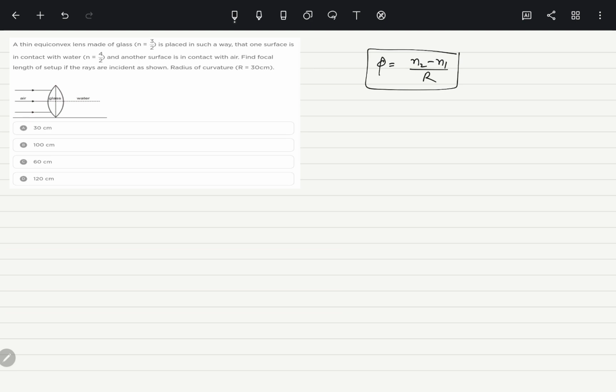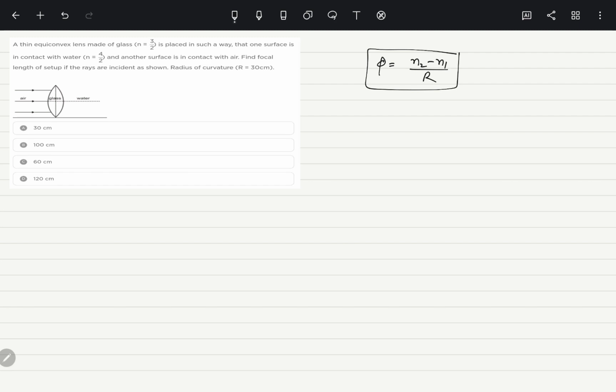This question can be solved by using the formula for reflection through a curved surface. But I think that method is a bit lengthy, so I'll try to solve this question by using this formula and it will be very short. So let's see this question. There's a convex lens, you can see, which has air on one side, water on the other side. So we want to calculate the focal length.